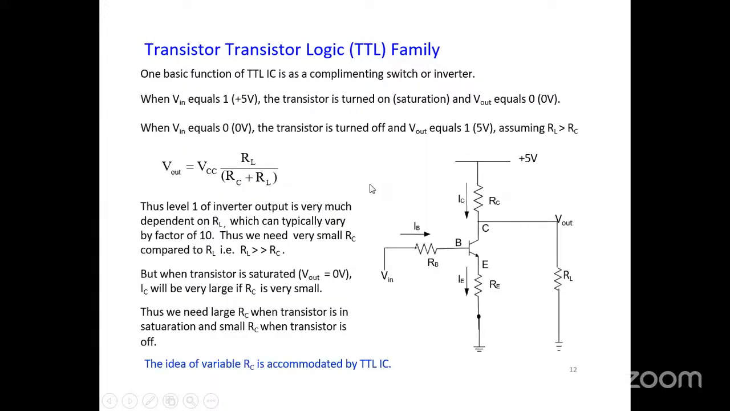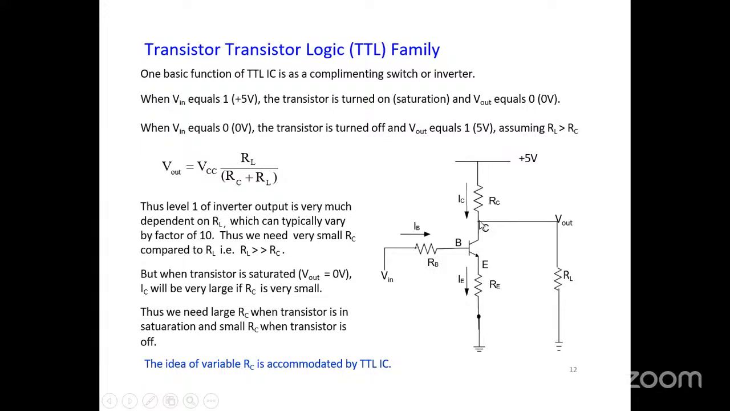Then coming to the transistor logic family, one basic function of a TTL IC is as a complemented switch. Again, we are using the transistor as a switch. Here the minimum base voltage is sufficient to switch on the transistor. What is the minimum base voltage? At least 0.6 volts between base and emitter. Then the transistor will be on. Once this is on, the output goes to 0.